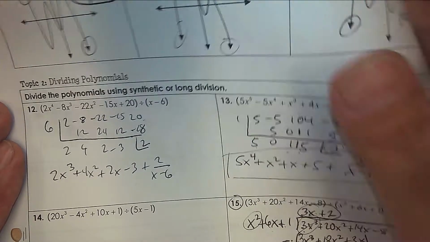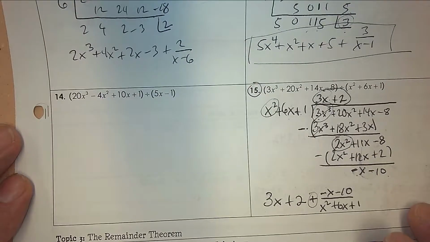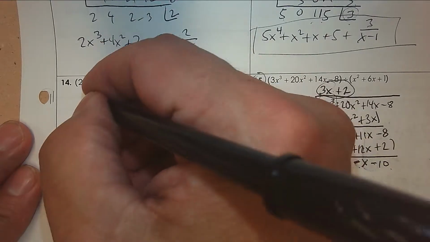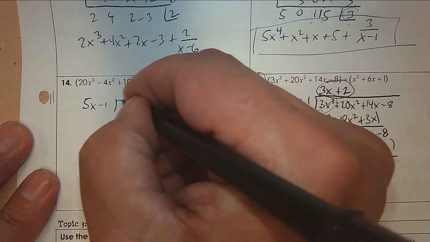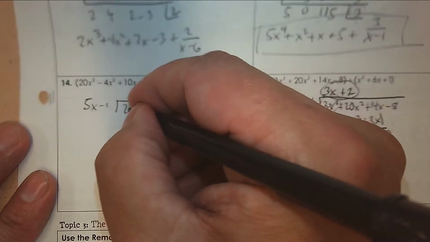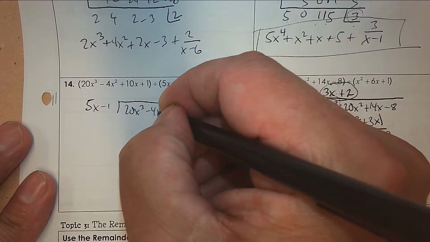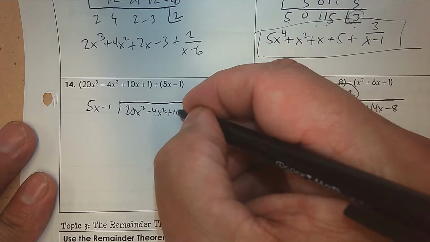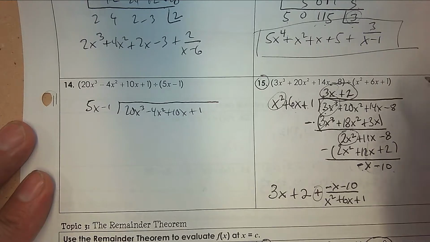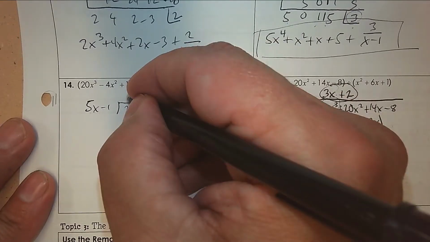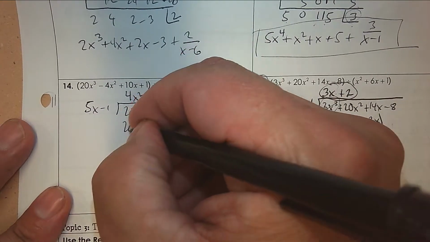14. We have to do long division here, so let's do that. That's because it's not a simple linear. Make sure I don't miss any missing powers. They all seem to be there. So 20 divided by 5 is 4x squared.